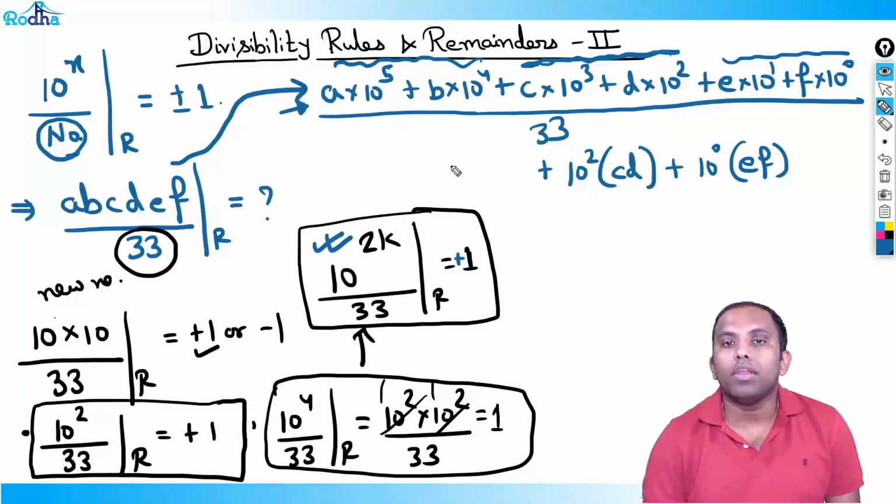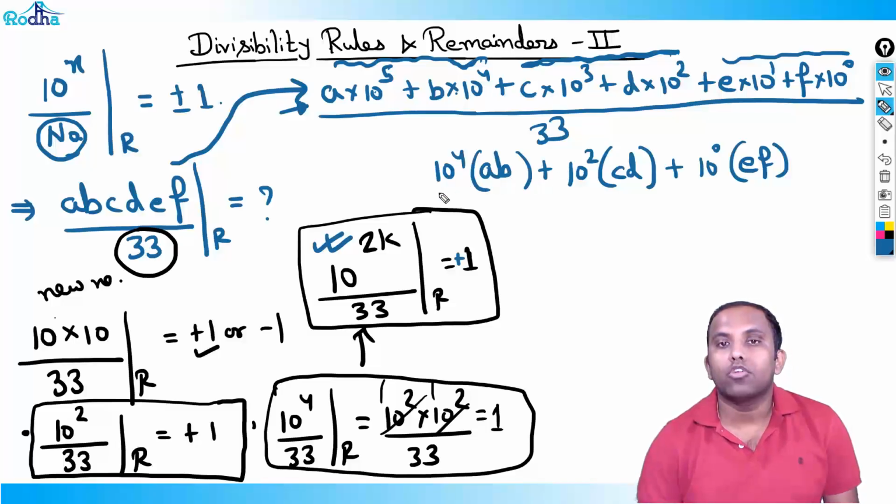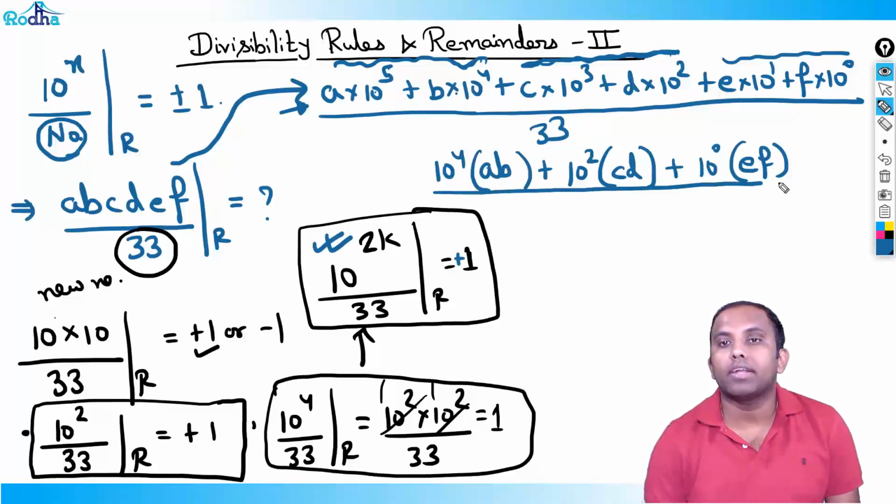From here, what can I take common? I can take 10 raised to 4 common, right? 10 raised to 4 common into what? If I take 10 raised to 4 common from these two, 10a plus b is left. What is 10a plus b? Again ab. It's a 2-digit number, right? So this when divided by 33, what is the remainder? This was the question, right?